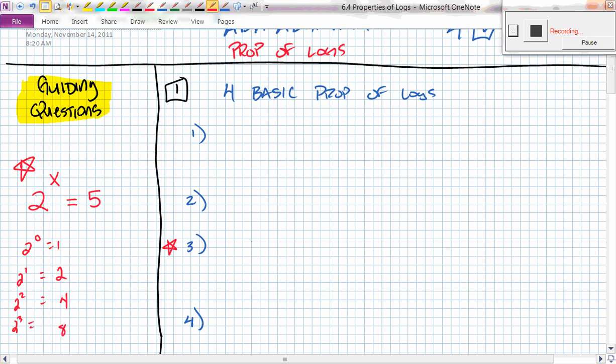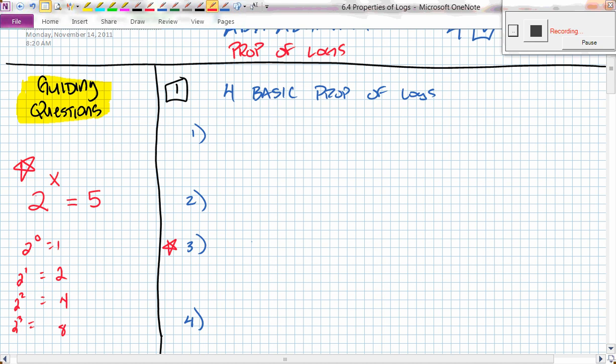What is going on in between there, though? What's 2 to the what would give me 5? Somewhere between 2 and 3. Yes, somewhere in between 2 and 3. Would it be closer to the 2 or closer to the 3? 2. It'd be closer to the 2 because 5 is closer to 4 than it is to 8, right?